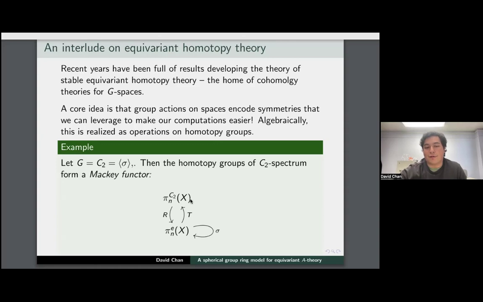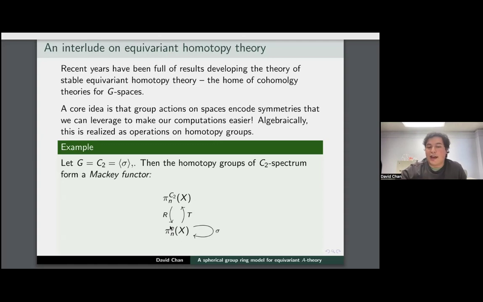So I'm going to focus in on what's going on here. At the bottom level here, π_n^e(X), you have an abelian group, and it has an action by σ, right? So it has an action by the group C2, so it's a Z[C2]-module. At the top, you have just an abelian group, and we've denoted this by π_n^{C2}. So in general, you're going to have one group for every subgroup of the group G. In this case, there's only 2 because C2 has exactly 2 subgroups, but you might have more.